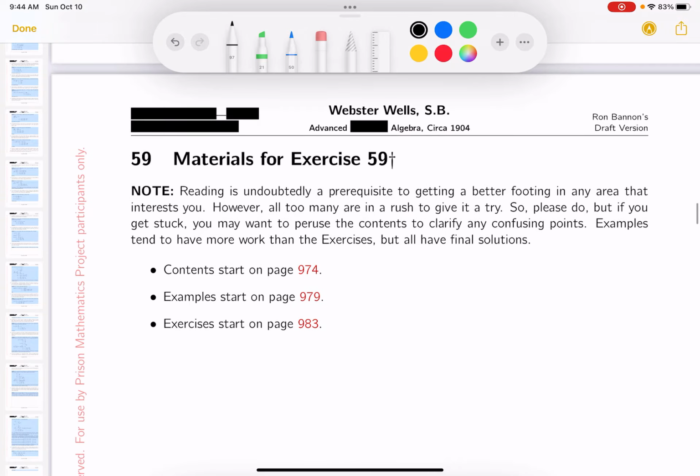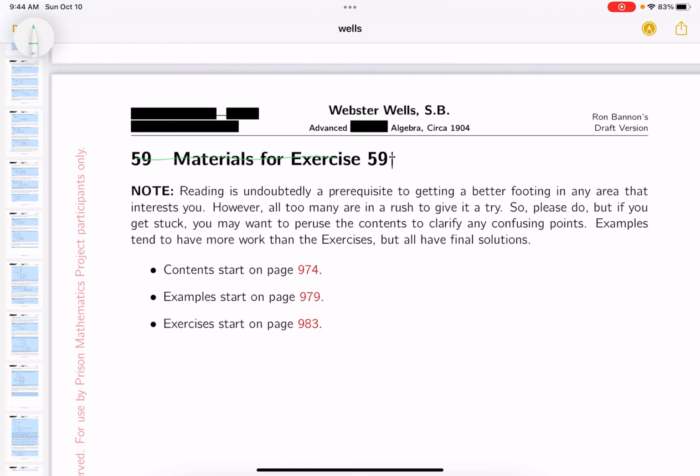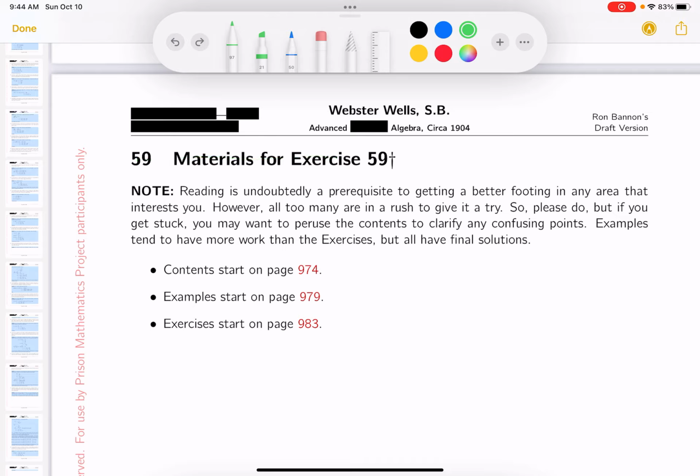Okay, we're in section 59 now. And again, we're just plowing forward. We're getting closer and closer to the halfway mark.